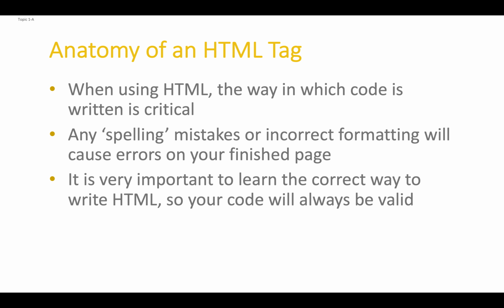When using HTML, the way in which code is written is critical. It's very important that you don't have any spelling mistakes and that you have the correct formatting. Even a comma or some kind of little arrow or any space is going to count as part of your page, and so if you have any errors in that, your page will not operate correctly. It is very important to learn the correct way to write HTML so your code will always be valid.